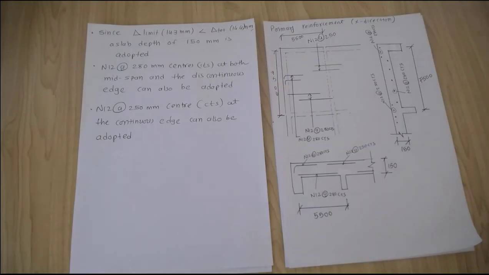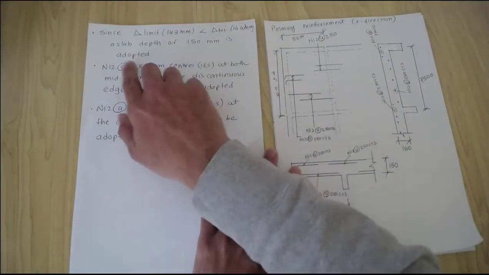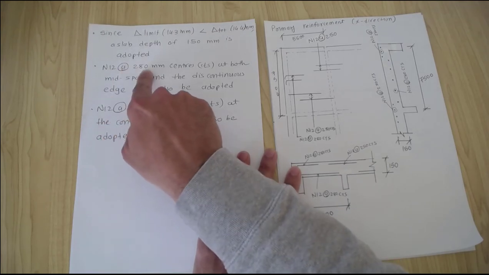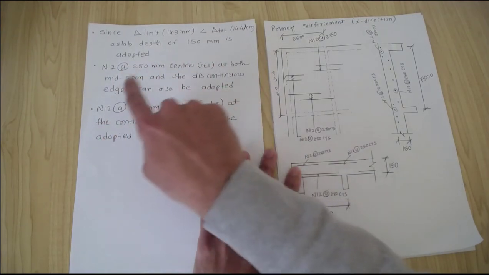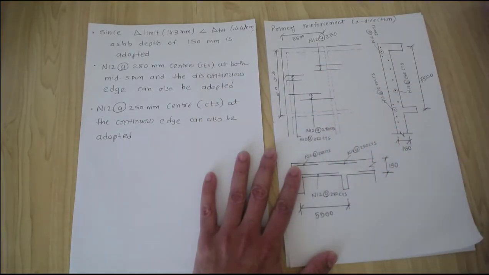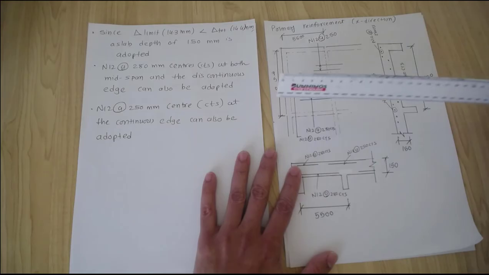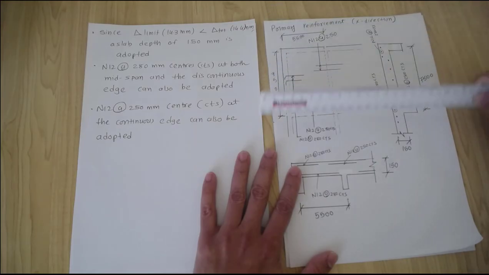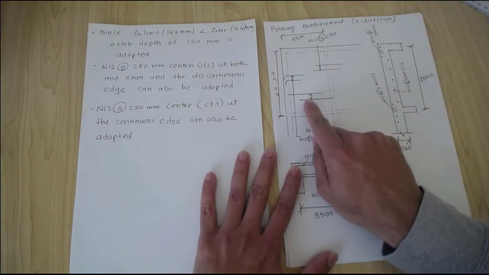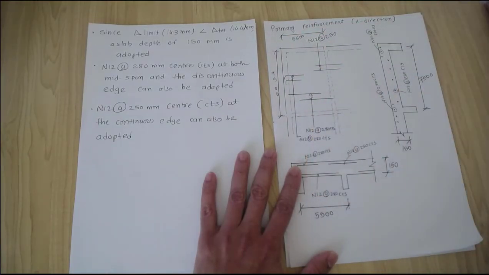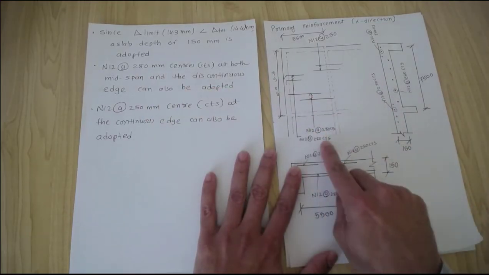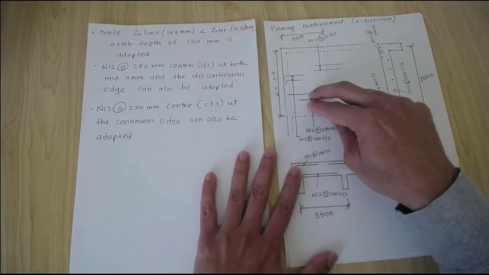Okay, so in that case we already have some calculations for primary directions. We know we are going to provide N12 at 280 center to center distance for both midspan and discontinuous edge. So for the primary direction, we will provide the reinforcement along this direction. So I draw this reinforcement along the primary direction. Let's start with the midspan. At the midspan we are going to provide N12 at 280 center to center distance.